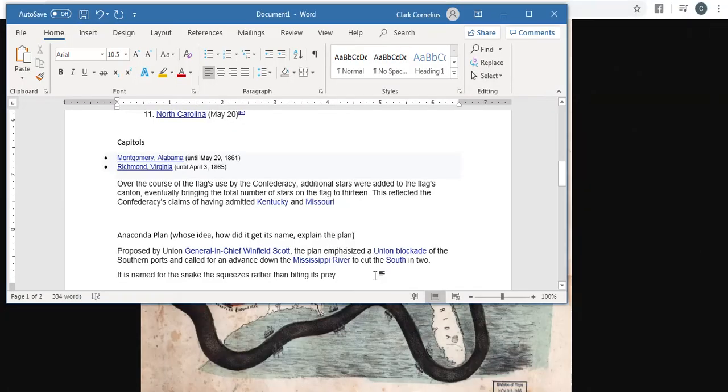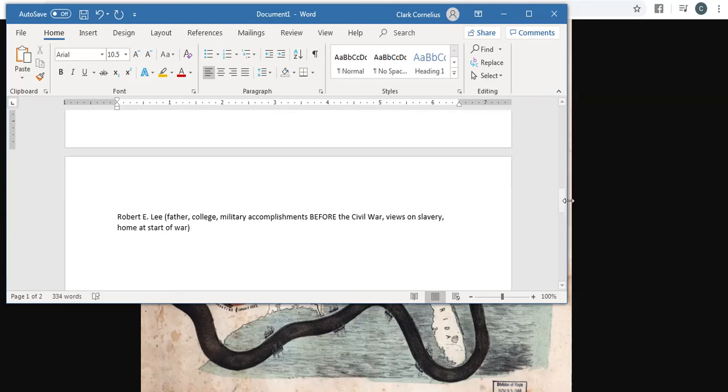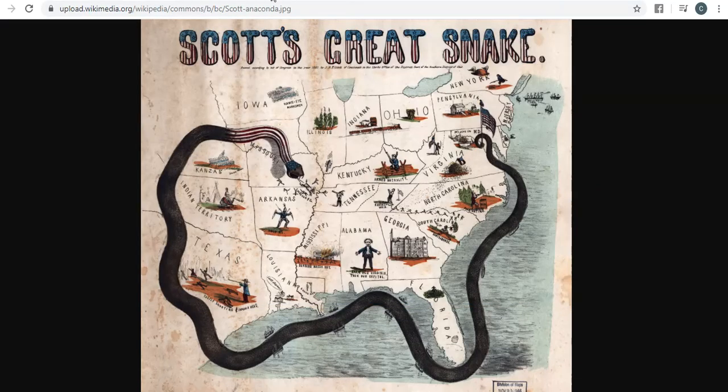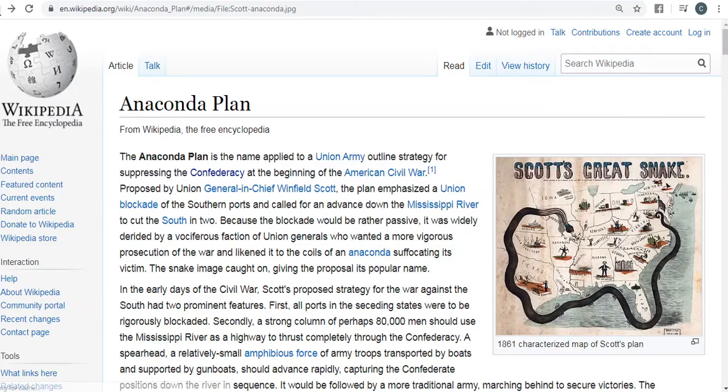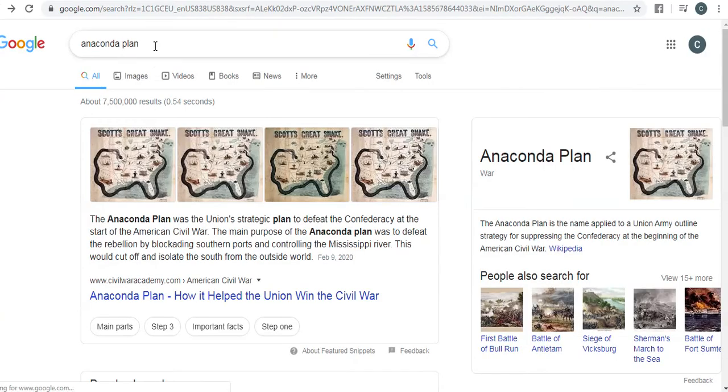Almost done. I'm going back to my document. And what's my final question here? Oh, Robert E. Lee. I want to know his father, college, military accomplishments before the Civil War, his views on slavery, and his home at the start of the war. Okay. So back to my looking it up. I'm going to go back to here and return and return and return. Okay, Robert E. Lee.